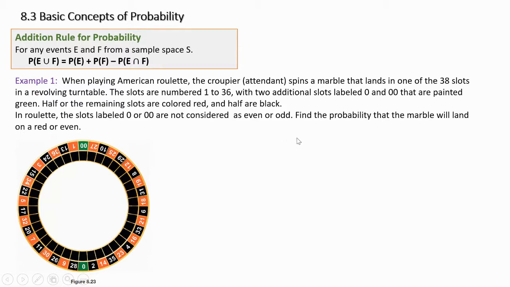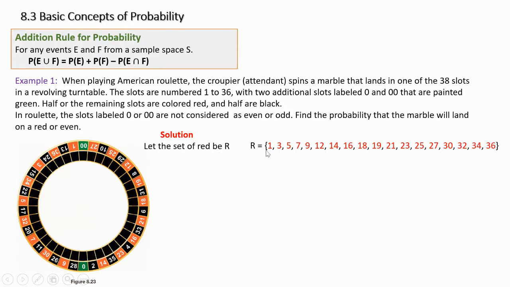Okay, now here's what you want to find. Find the probability that the marble will land on a red or even. So let's diagnose this problem here. Solution. Let's say R represents the set of red, right? These are all the red numbers. I went all around the roulette table and put all the red slots. You notice there's my 1, which is red. There's 3, and if you go and put all the red slots, they're all listed here. I already did that for you guys.